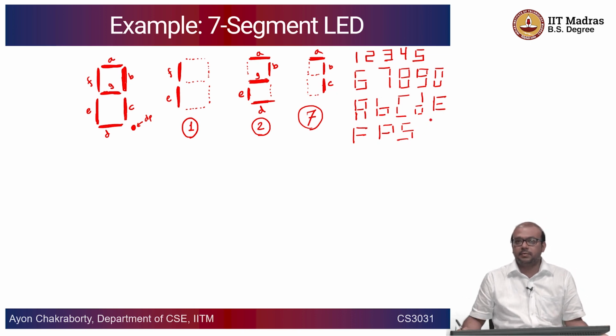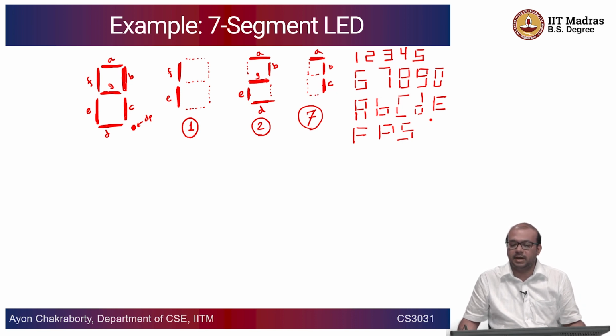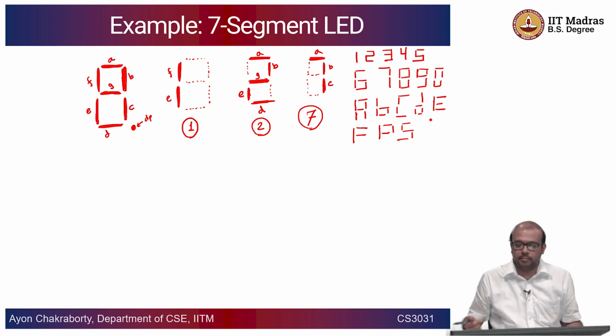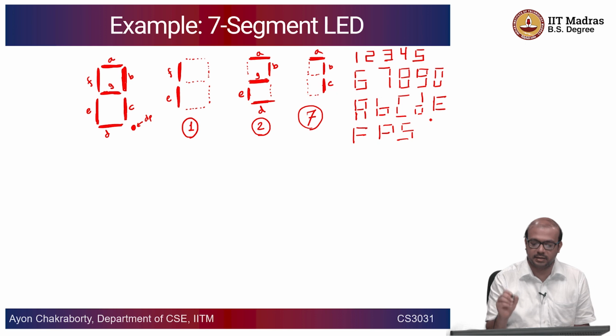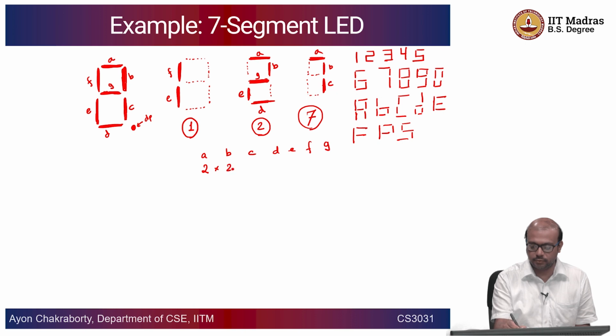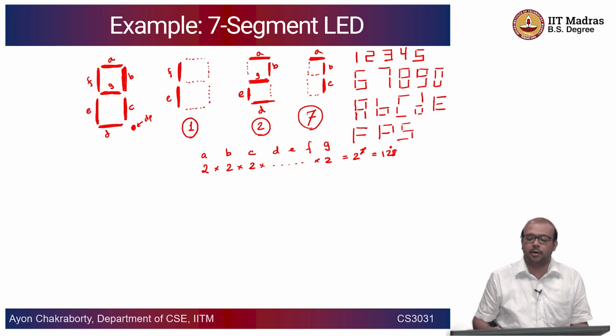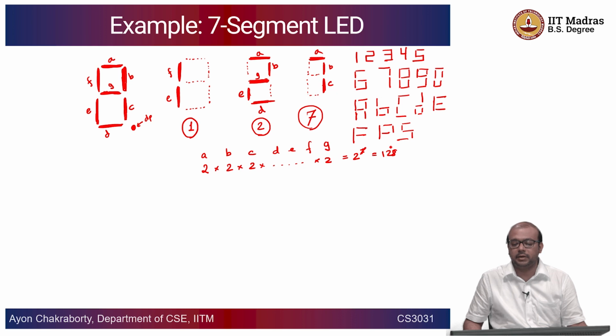So if somebody asks you how many such patterns you can create from this 7 segment LED, what would be the answer? You can think every LED can either be on or off. So what is the total number of patterns that you can design from this 7 segment LED? The answer is very simple. It is 2 choices per segment. So how many segments do we have? A, B, C, D, E, F, G. Each has 2 choices, which is equal to 2 to the power of the number of segments, which is equal to 128. So there are only 128 patterns that are possible using this.